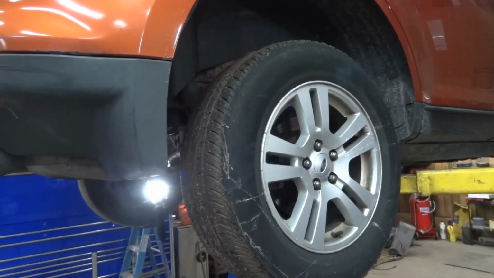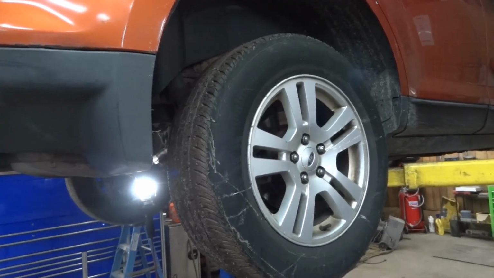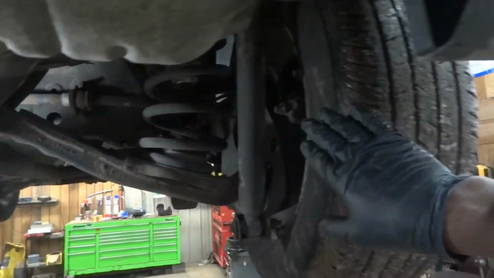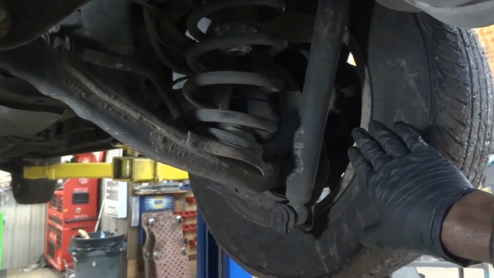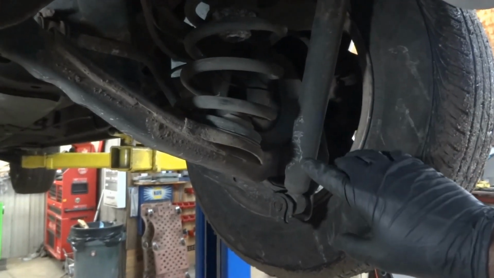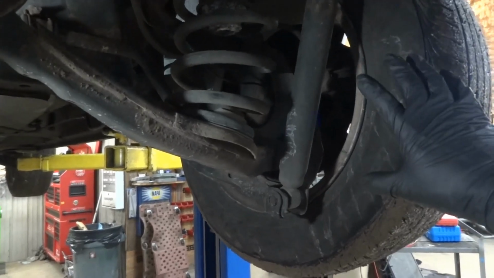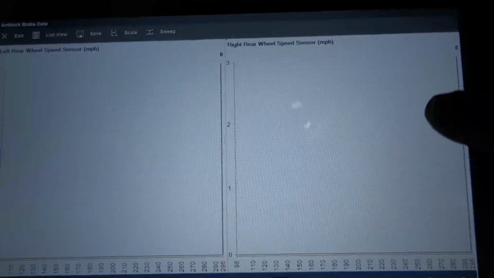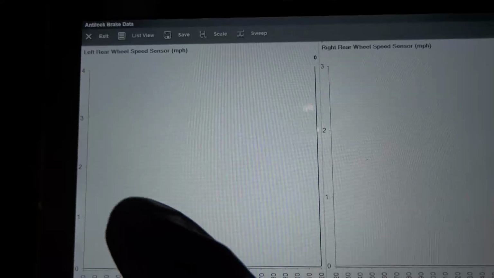All right, guys, I've got the vehicle on the lift. Now we're going to spin the wheels so we can confirm if the left rear wheel speed sensor is not producing a signal. The right rear wheel speed sensor is good because we didn't have a code for it. So when I spin this wheel, there should be some activity on the right rear wheel speed graph on the scan tool. I'm going to show you the scan tool right now. On the right side of the screen over here is the graph for the right rear wheel speed sensor, and then on the left is the graph for the left rear wheel speed sensor.